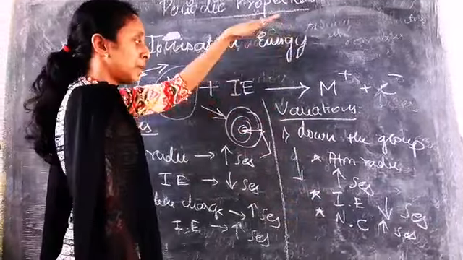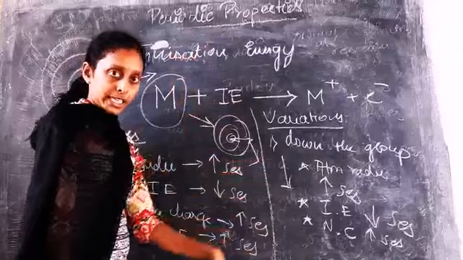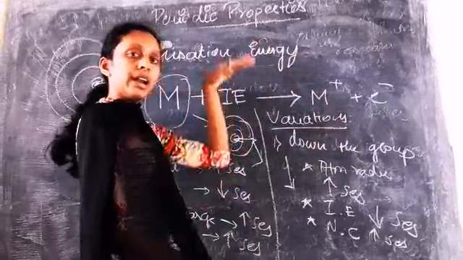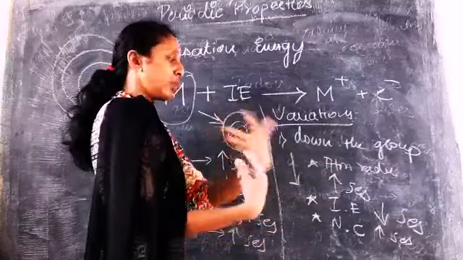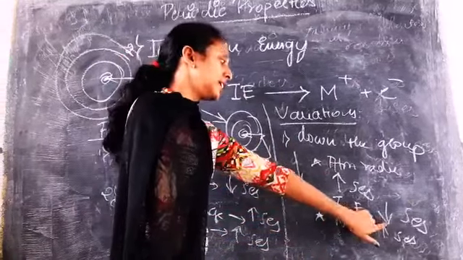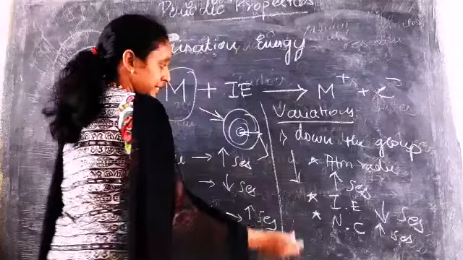As you come from up to down, the atomic radii increases because the number of shells increases. Since the atomic radii is more, removing an electron is very easy. So the ionization energy required is very less. The nuclear charge also increases slowly.